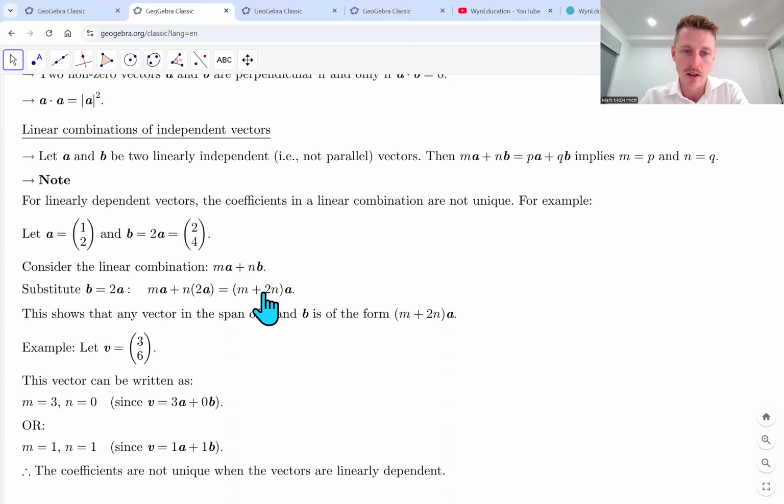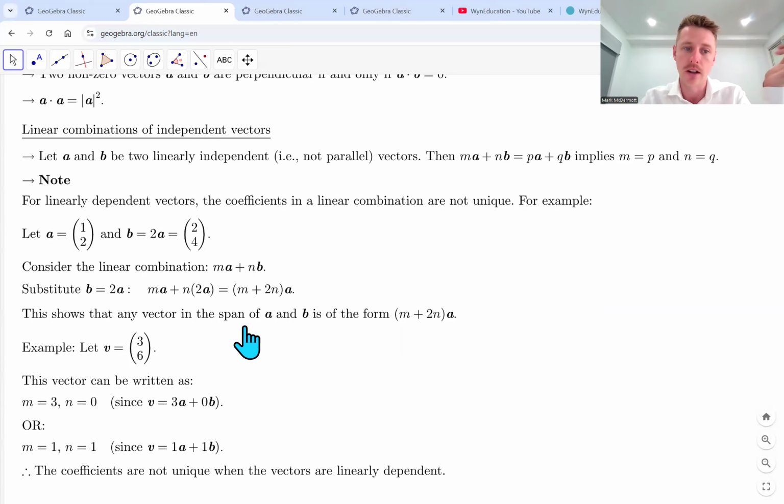Okay, take out A, the vector A is a common factor, and you get M plus 2N multiplied by A. This shows that any vector in the span of A and B is of the form M plus 2N multiplied by A. So what that means is you're stuck on the line, because those two vectors are linearly dependent, so you can't get away from pointing in the direction of A. M plus 2N multiplied by A is not going to get you off the line of the direction that A is pointing.